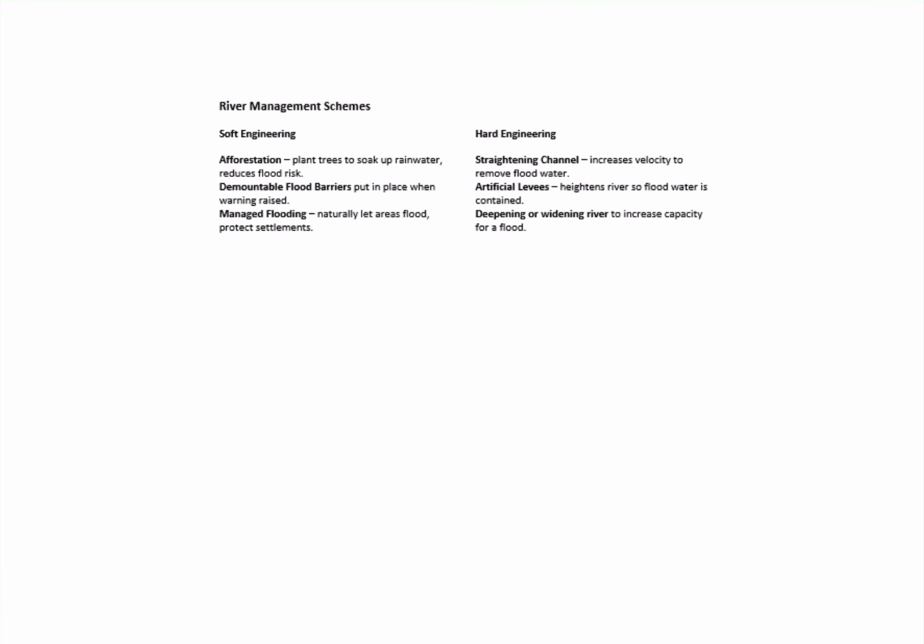Nearly at the end. So now you've got river management, hard versus soft engineering again. I won't explain what those are because I've done it again in coasts. But can you name and explain some of these methods? So things like afforestation, so planting trees to try and soak up rainwater and try and increase interception. Managed flooding, so that areas flood naturally. You might use hard engineering, so straighten some of the channel. You might deepen or widen the river, so dredging, so it can increase capacity, therefore reduce the risk of a flood.